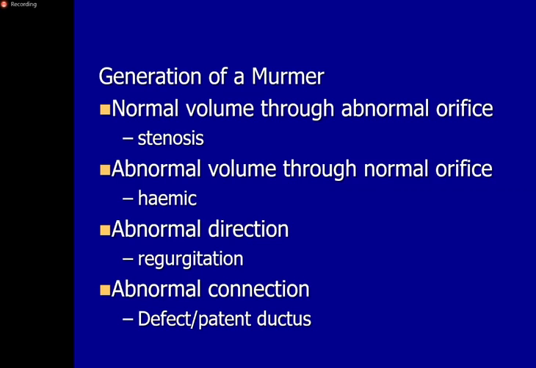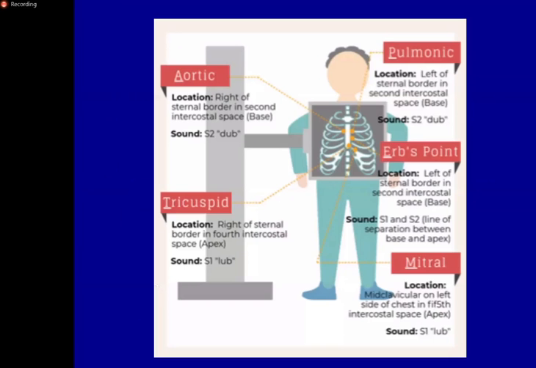Or there can be abnormal connection. For example, a VSD, which was never meant to be there. So when blood is moving through, that will happen. Then it can happen even in the patent ductus arteriosus. If the patent ductus is there, then it will give rise to flow happening through a connection because it was not meant to be there. So these are the main areas where you will listen to the murmur related to the heart valve.